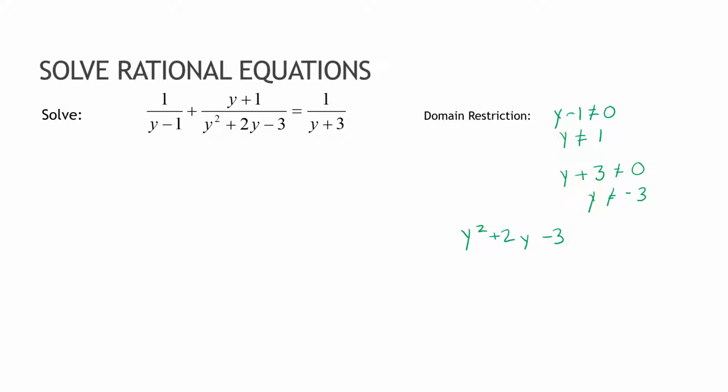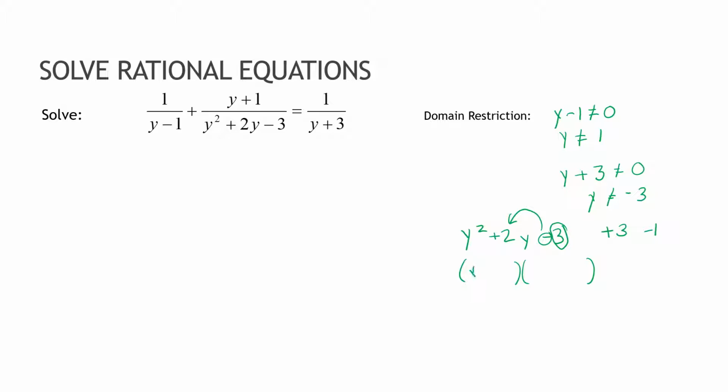Again, here I want to put this into two binomials. So I'm looking at y squared plus 2y minus 3. I'm saying, are there numbers that multiply to 3 that have a difference of 2? And of course, I want them to multiply to negative 3. So 3 and 1 multiply to 3 and have a difference of 2. And I want it to be positive 2. So it's going to be a positive 3 and a negative 1 in order to multiply to negative 3.